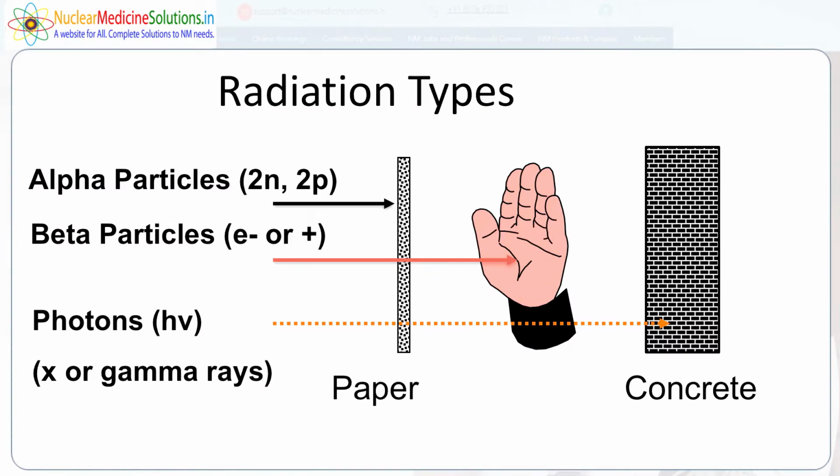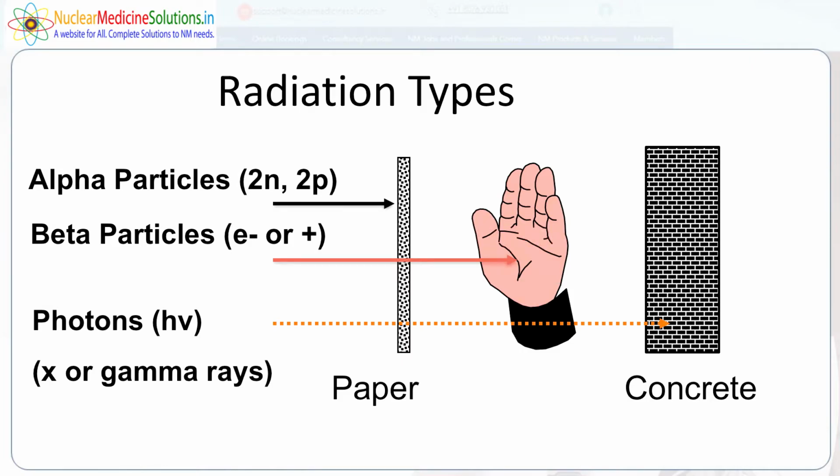Now there are different types as we talk about alpha, beta particles and gamma. This particular picture clearly shows that whenever an alpha particle comes out, 2 neutrons and 2 protons come out. A beta particle is either an electron or a positron, and gamma is nothing but photons. It is always called X-rays, gamma rays.